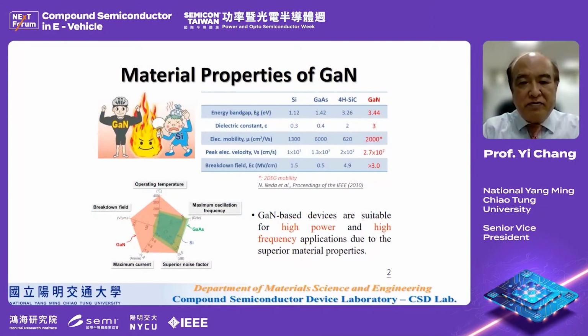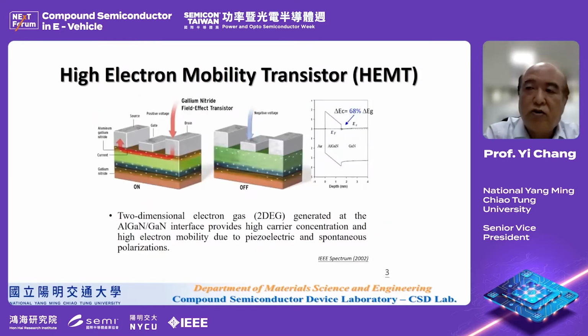Recently, GaN has become very popular for power electronics applications because it has excellent properties like a wide energy band gap, high electron mobility, and high breakdown field. This makes it suitable for high power and high frequency applications. For GaN power electronics, we usually use high electron mobility transistors.